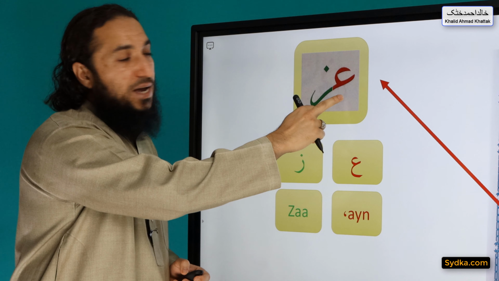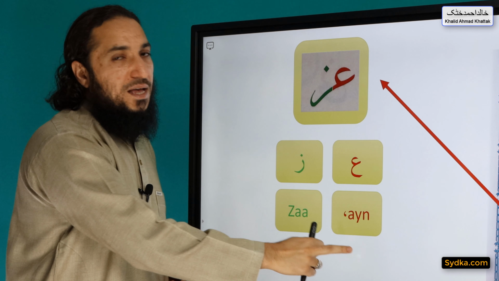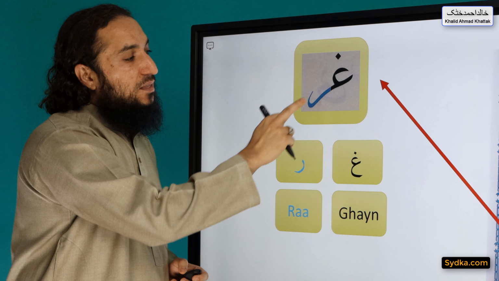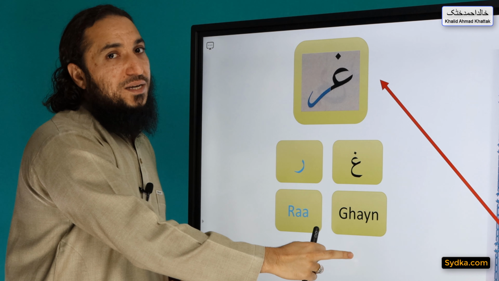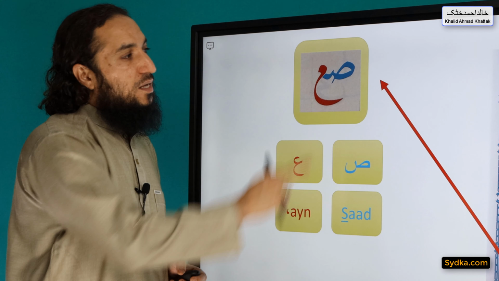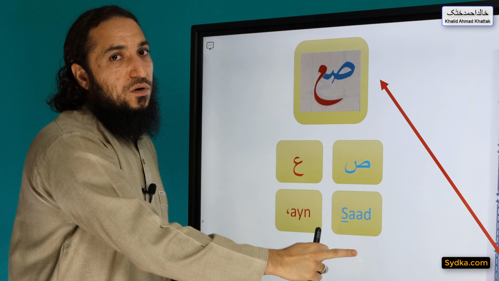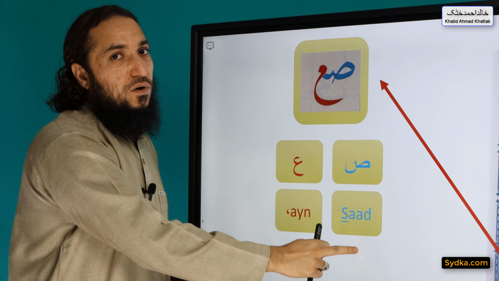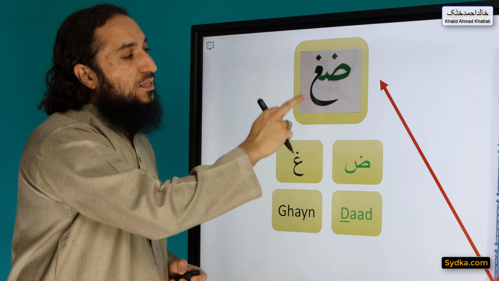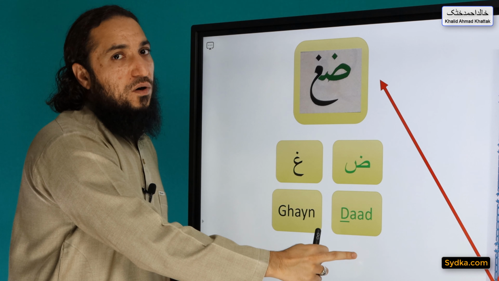The first letter is ayn, the second is za. Ayn za, ayn za. The first letter is ghayn, the second is ra. Ghayn ra, ghayn ra. The first letter is sad, the second one is ayn. Sad ayn, sad ayn. The first letter is dad, the second is ghayn. Dad ghayn, dad ghayn.